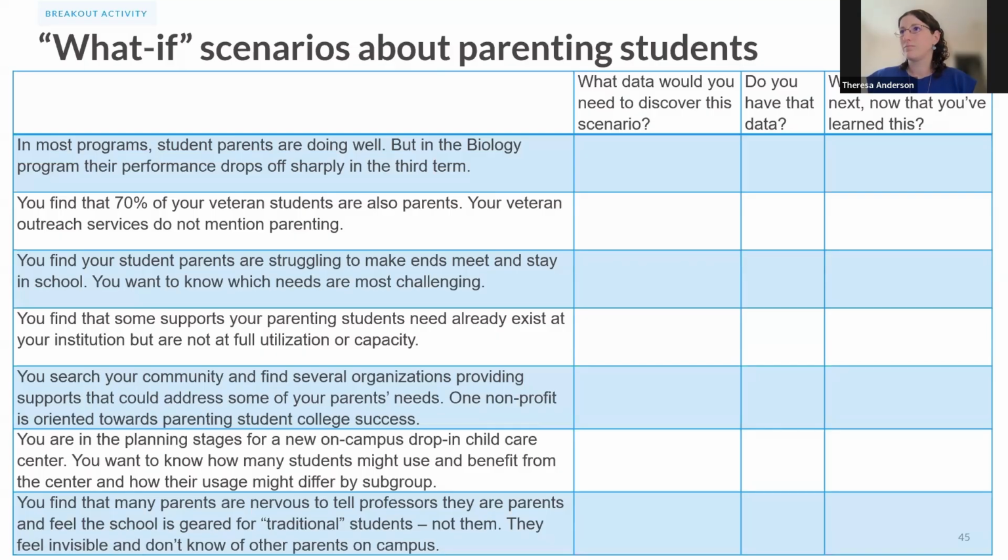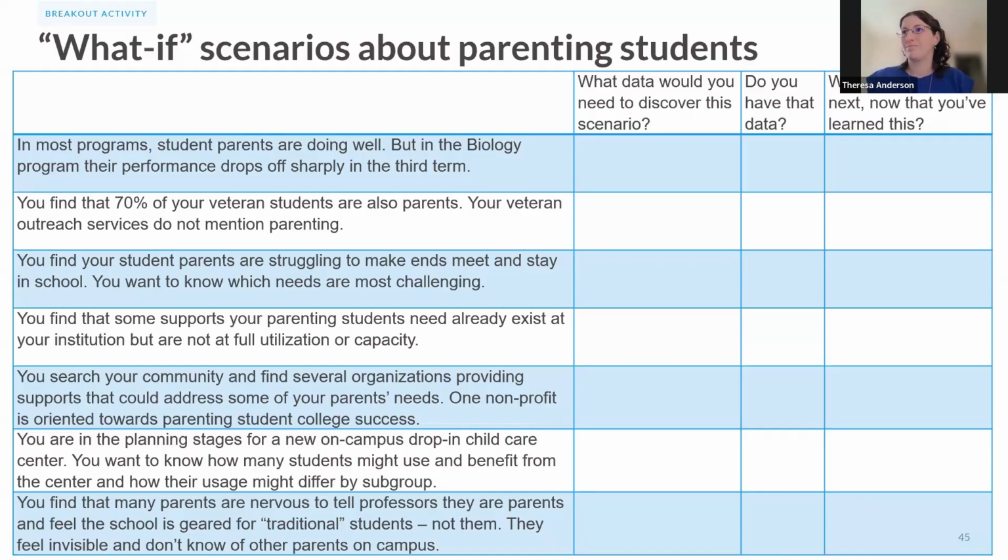So we have some what-if scenarios about parenting students. I'm not going to read through all of these. It's just a way to apply these to your own campus situation, and just think, where do we stand right now? So the first column is what data. The rows are different scenarios. So for example, the first one is, in most programs, student parents are doing well, but in the biology program, their performance drops off sharply in the third term.